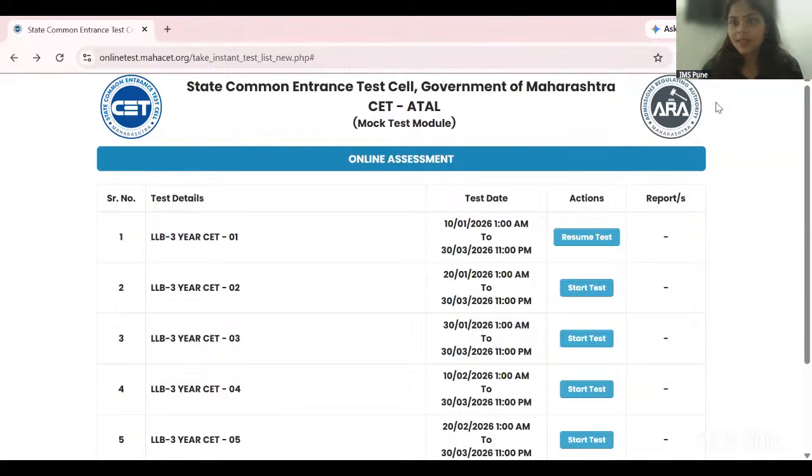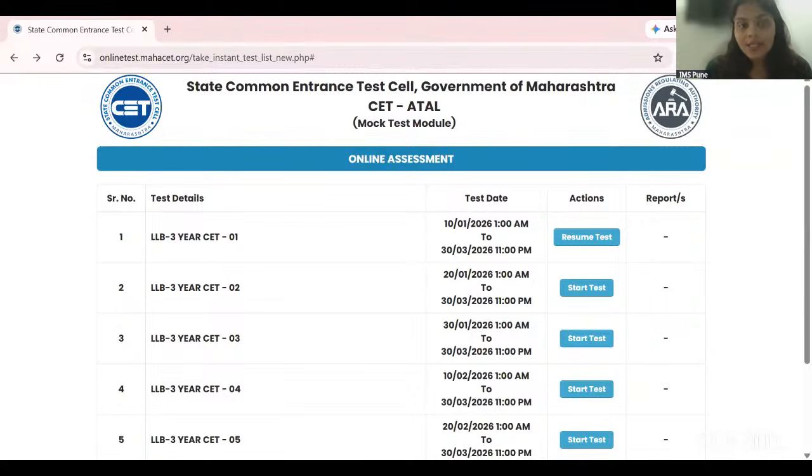Just give me a minute. I'm just sharing my screen here. And yes, if you all can quickly confirm in the chat section if the screen is visible and if I'm perfectly audible to all of you or not. So welcome here, 3-year LLB MH-CET aspirants. Just awaiting a quick confirmation if you all can see my screen clearly. Super, great.